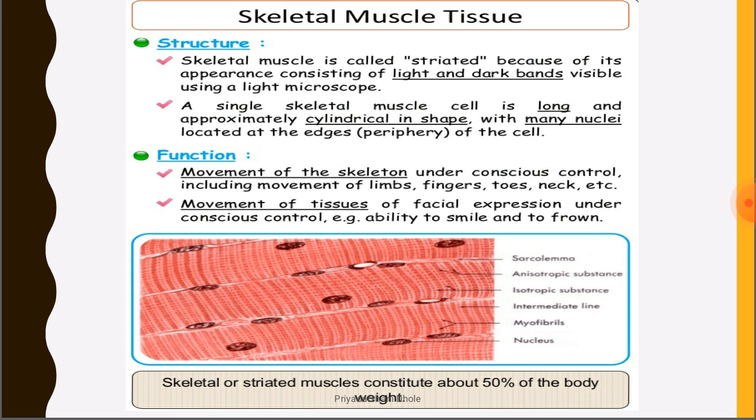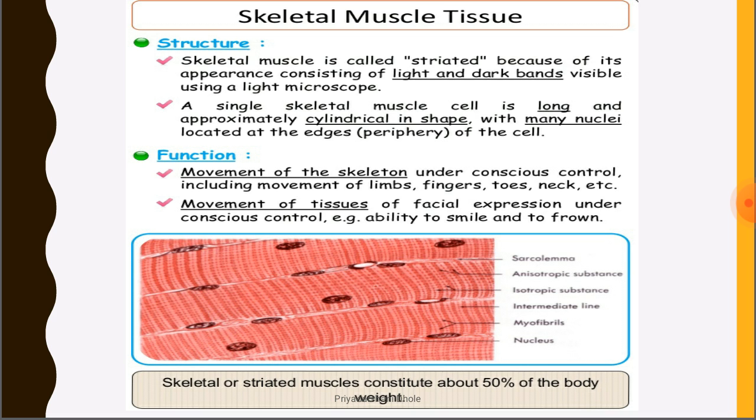What is the function of skeletal muscle? Movement of the skeleton under conscious control, including the movement of limbs, fingers, toes, neck, etc. Also, the movement of tissues of facial expression under conscious control, for example, the ability to smile and to frown. Now, skeletal or striated muscles constitute about 50% of the body weight. It means 50% of body weight is because of the skeletal or striated muscles.